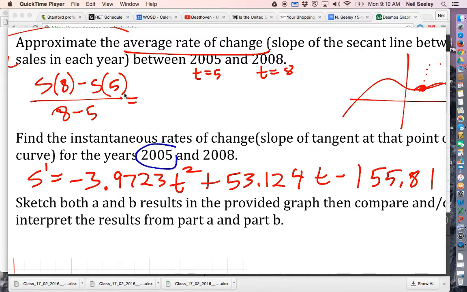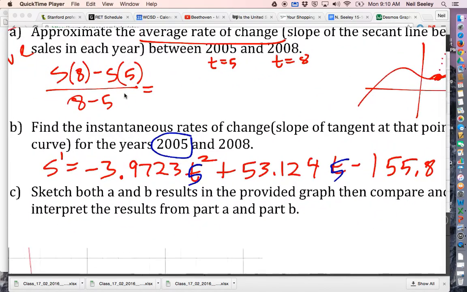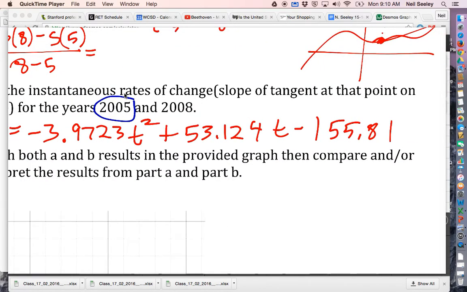So for 2005, we're going to put 5 in for t in each case and calculate it. When we're doing 2008, we're going to put 8 in for t in each of these cases and get those results. And so what I'll do is, again, later I'll calculate those and put those in for you. But s prime of 5, I'll get you a number for that. It's for plugging it in. S prime of 8, and I get you a slope for that.